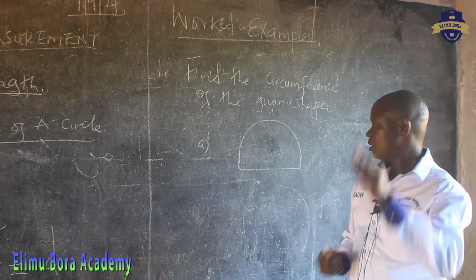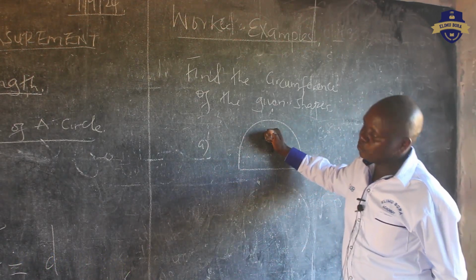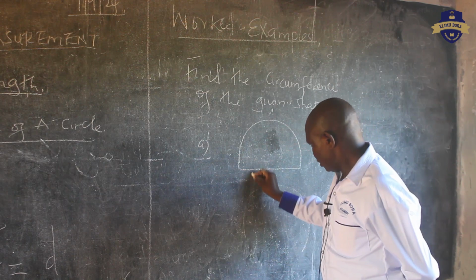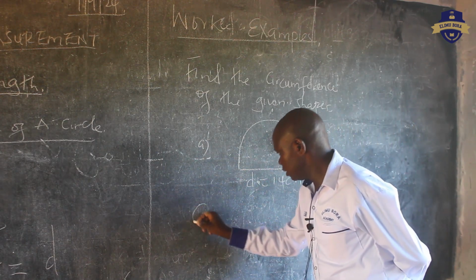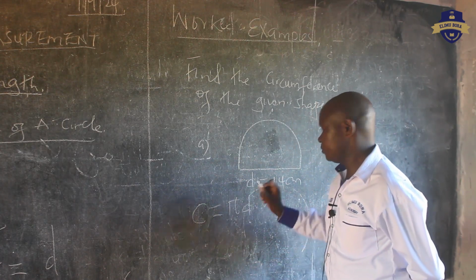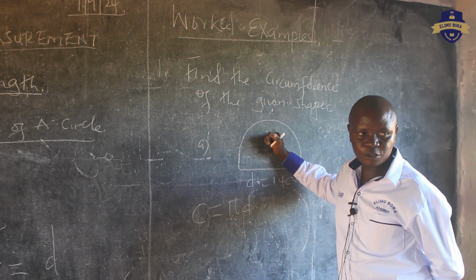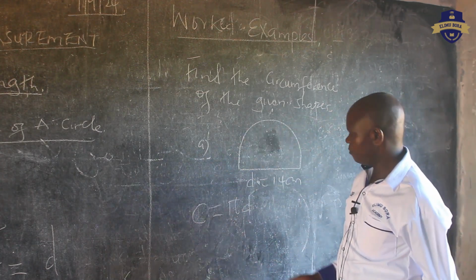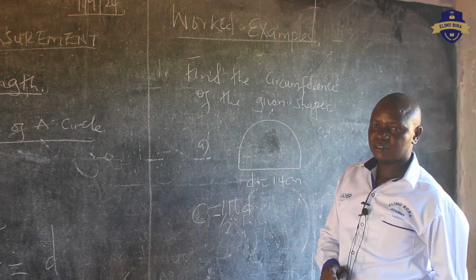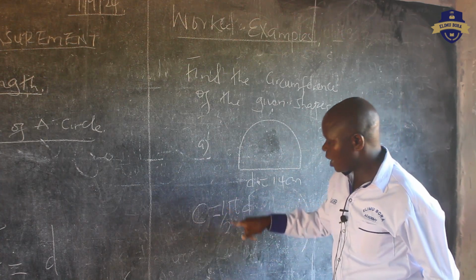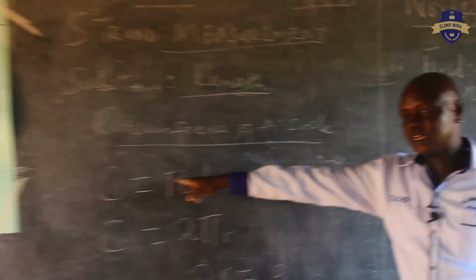Are we together? Since our shape is a half a circle, it is not a full circle. So if we are having the diameter of 14 centimeter, still we are going to use the circumference equal to pi d. But remember, this one is not a full circle. We are also going to multiply it by a half. So it will be a half pi d. Are you getting it? You are bringing the word a half simply because this one is a half a circle. This formula was for a full circle.